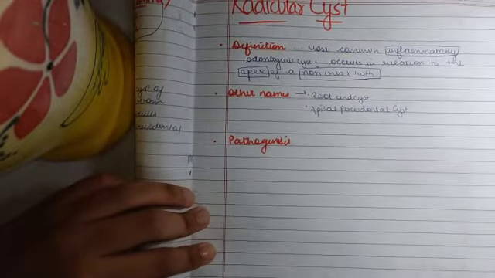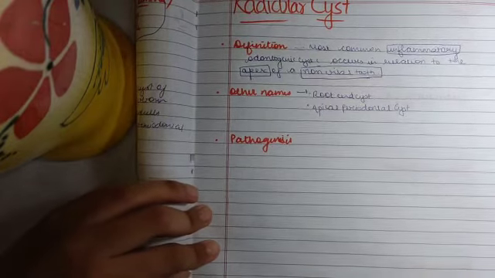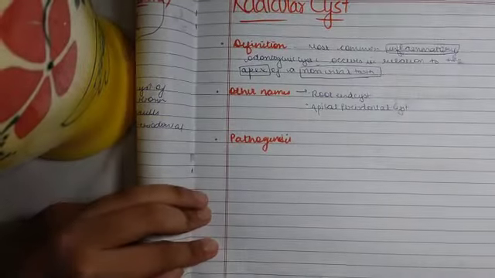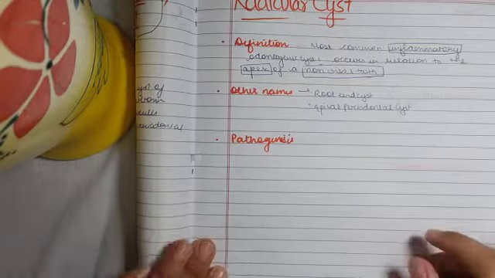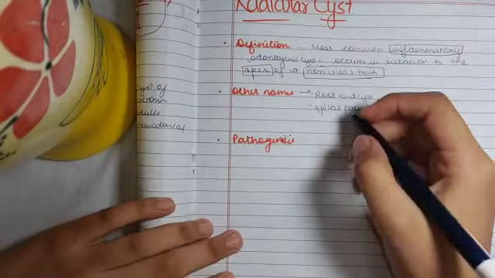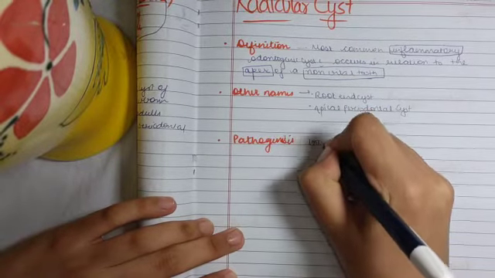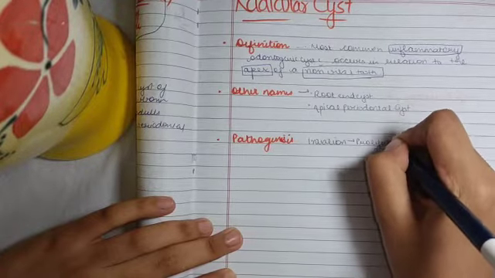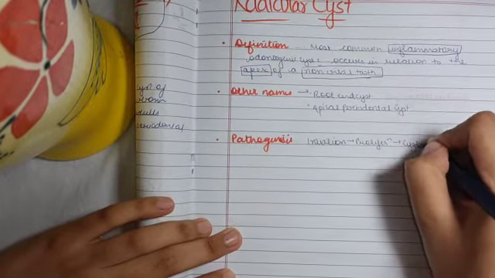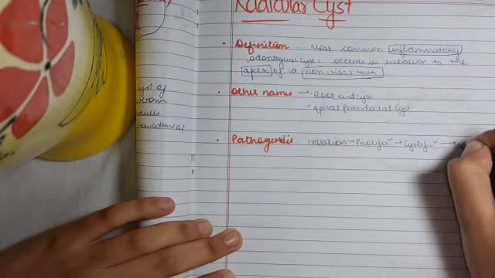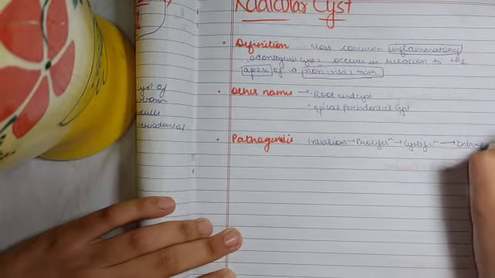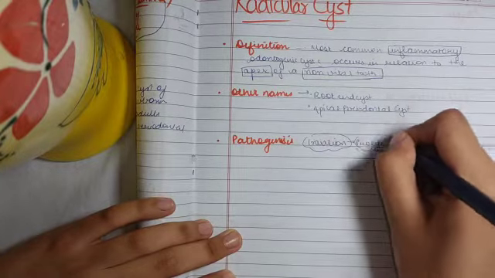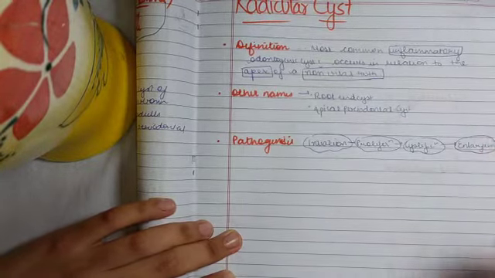Now, coming to the pathogenesis. Pathogenesis of radicular cyst is quite interesting and easy to understand. In pathogenesis, we basically have four stages: the first being the initiation, then the proliferation, then the cystification, and then the enlargement. Now we will discuss how the events happen.